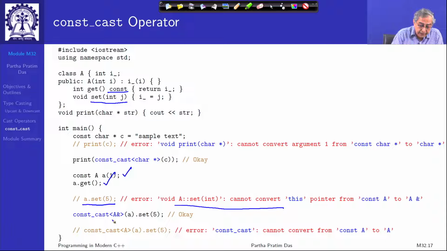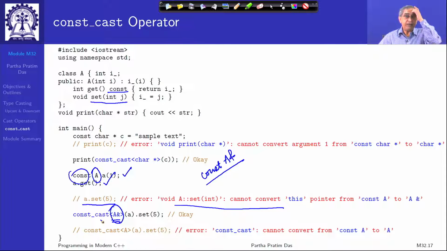So, this object is const A, so its type is const A ampersand. What I do is take away that const and give a target type which is A ampersand, which makes it a non-constant object. That is, it takes away the fact that this pointer was pointing to a constant A object. It can now point to a non-constant A object, and therefore, calling a set is perfectly okay.